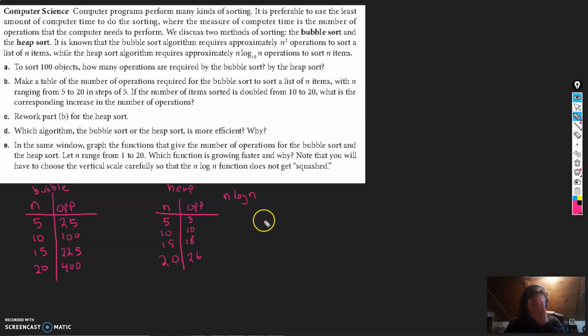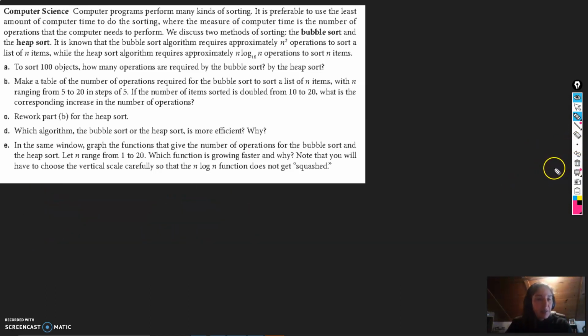So here's B and C. You can see for bubble sort, bubble is way bigger as far as operations go than heap sort. D says, which algorithm, the bubble or the heap, is more efficient and why? Well, heap sort is going to be more efficient because it takes fewer operations to sort the same number of items, which means less computing time, less CPU space. So heap sort is the winner here.